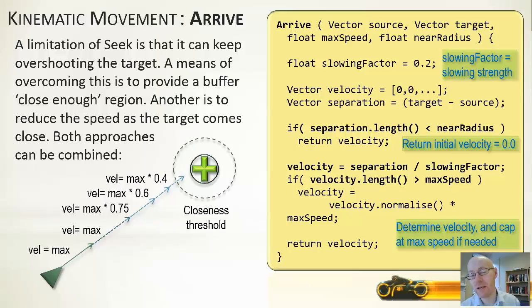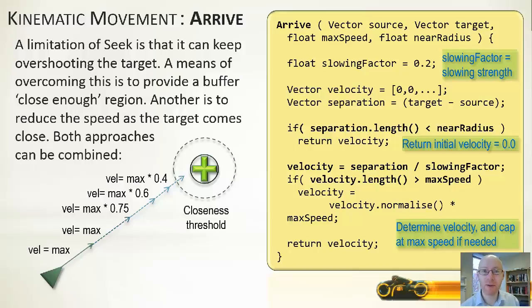But let's assume that velocity is greater than the maximum speed. In that sense, we normalize the velocity. So that keeps the same direction, but reduces it down to length 1, of unit length. And we multiply that by the maximum speed. So we did the same sort of thing when we were looking at the seek algorithm. So that will give us the right direction at the maximum speed, and we'll head in that particular one. Very bottom, we return the velocity that we've calculated, and that will simply be it.